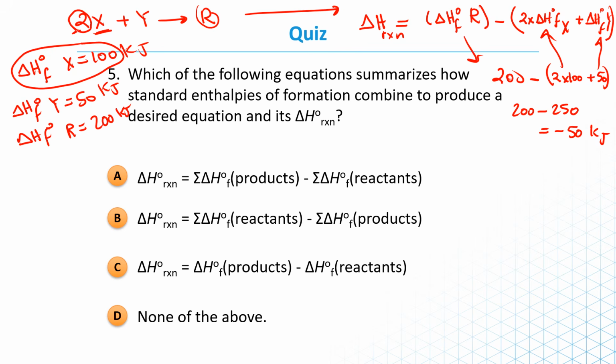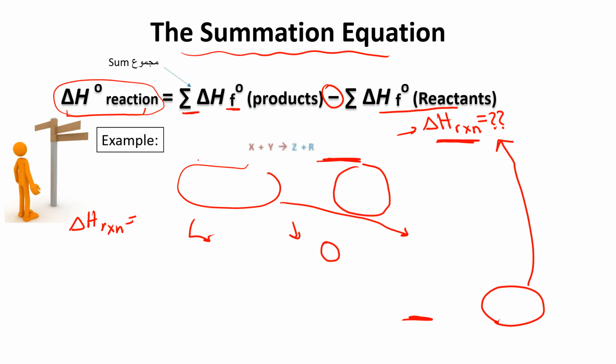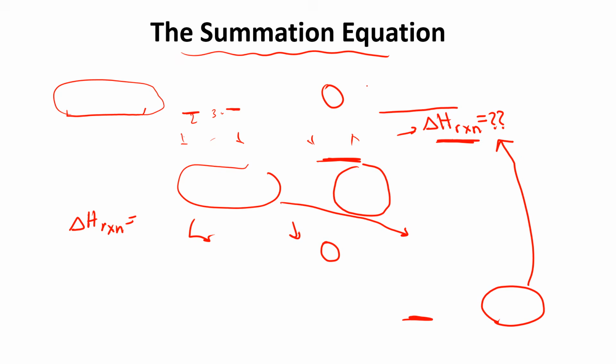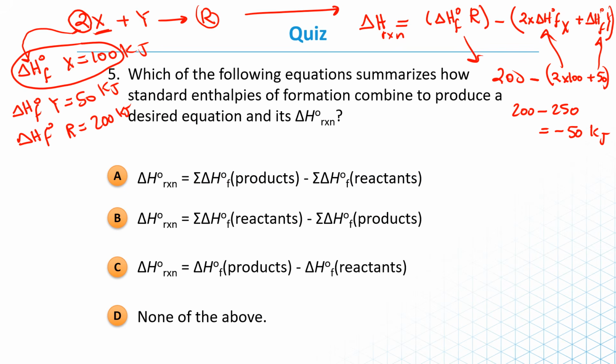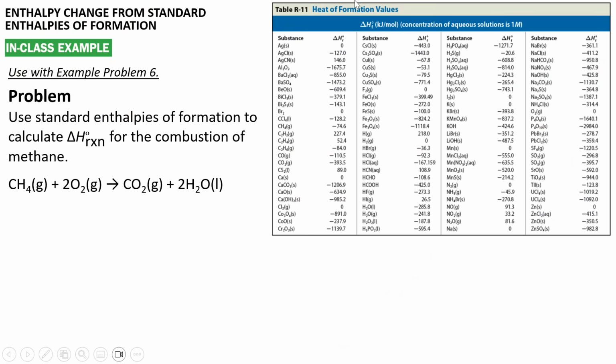If we have a coefficient here, we need to multiply the delta HF by this coefficient. Why is that? Because the delta HF is for 1 mole. So if we don't have any numbers next to the reactants and products, it means there's only 1 mole. But if we have 2 or 3 or 4 or half, then we need to multiply the delta HF by that number. Okay, I hope it makes sense now. So what's the summation equation? The summation equation is this first one, products minus reactants. Okay, so let's go to an example.